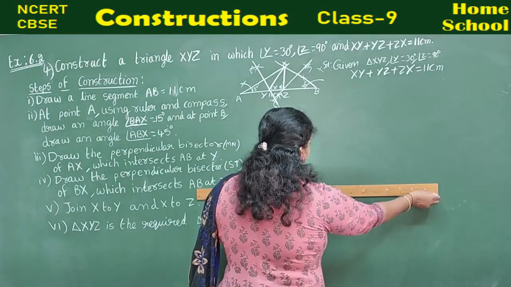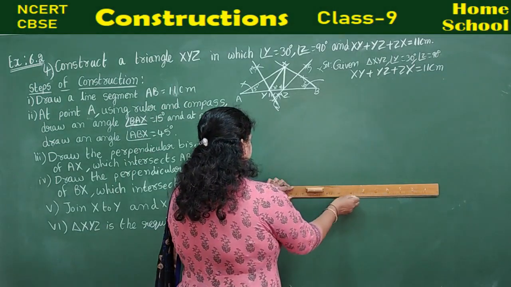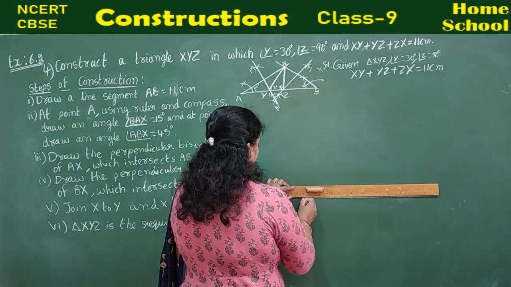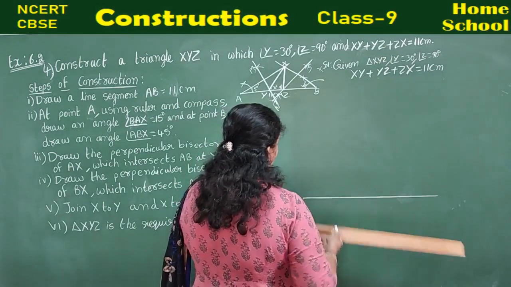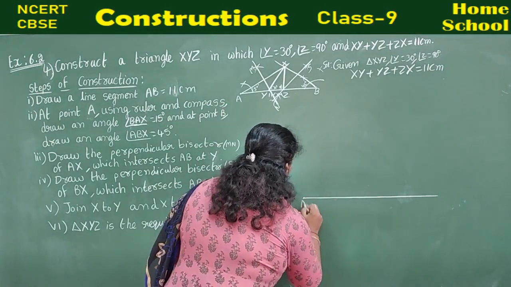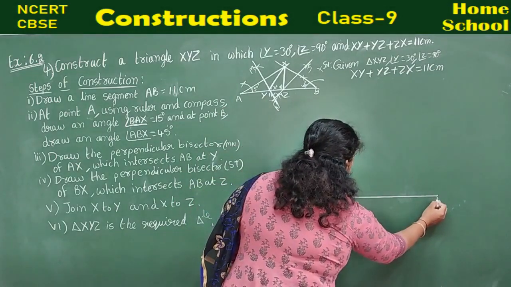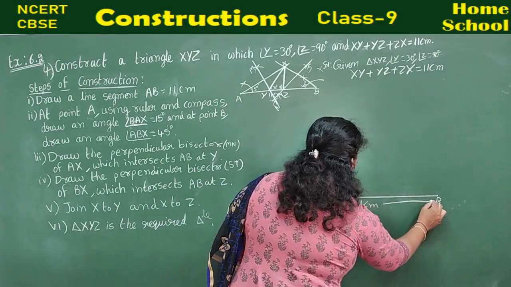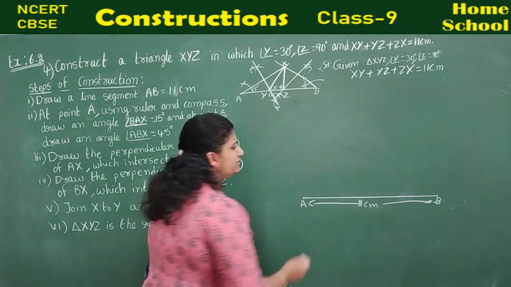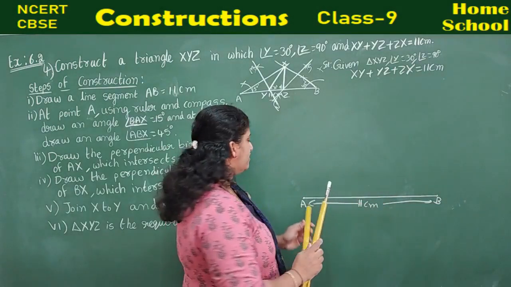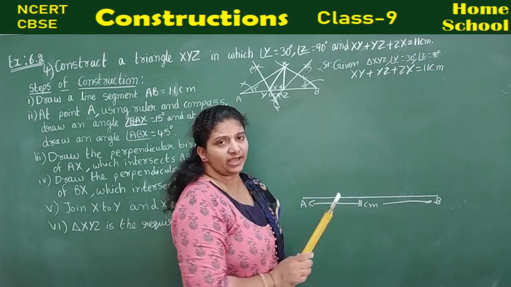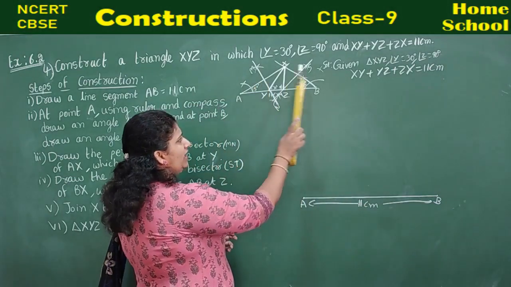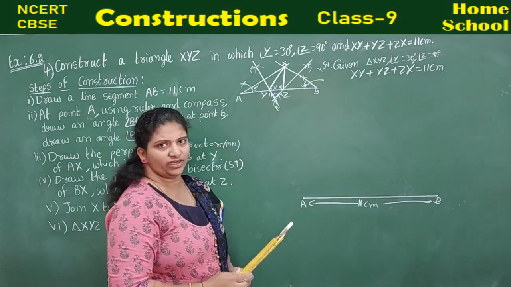Let me take a ruler here and draw 11 centimeters and mark the point A, and this is B. Length 11 centimeters. Now create the angles. With A as center, how much angle you need to frame here? 15 degrees, and B as center 45 degrees.